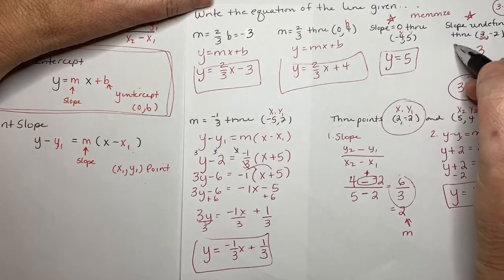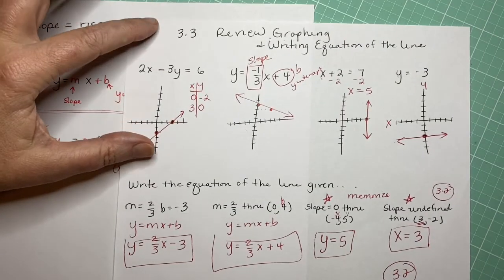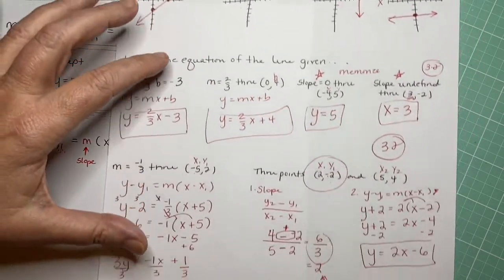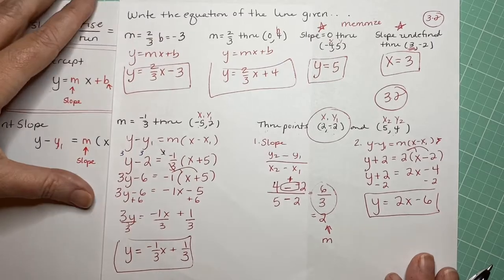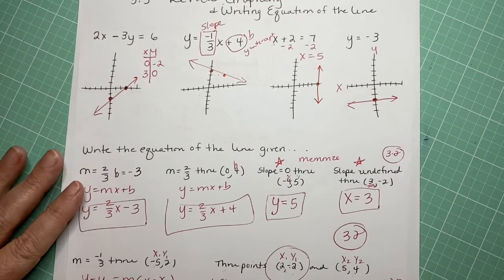And these are those special cases, y equals, x equals. So the first four are 3.1. You can go back and get further detail on those in 3.1. And the last ones are 3.2. So that's just a review of graphing and writing the equation of the line.